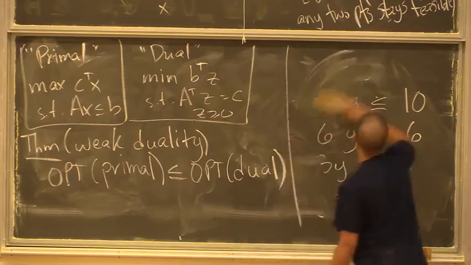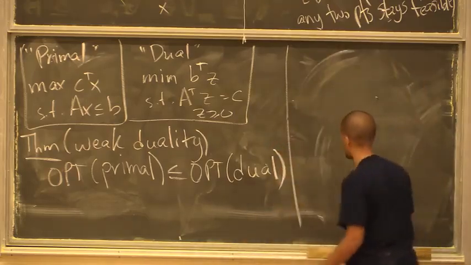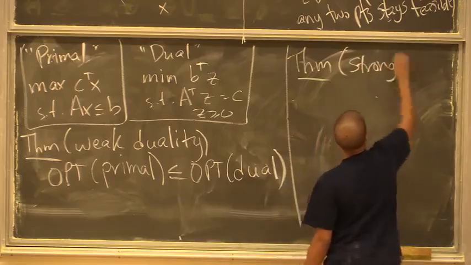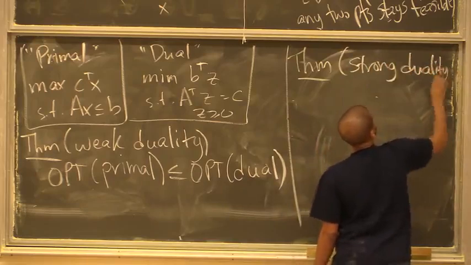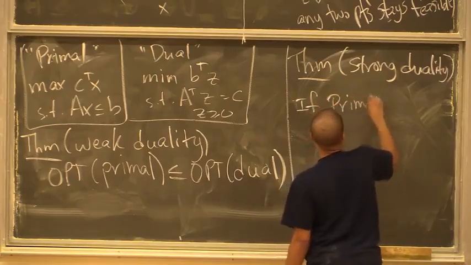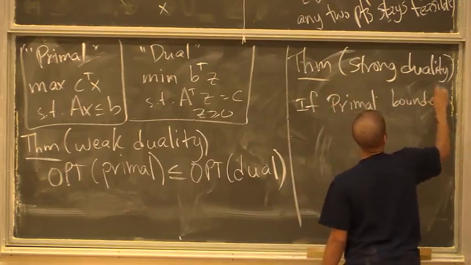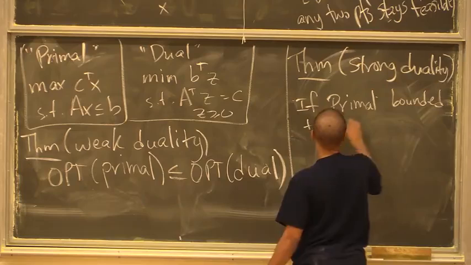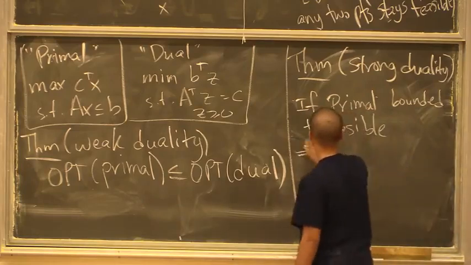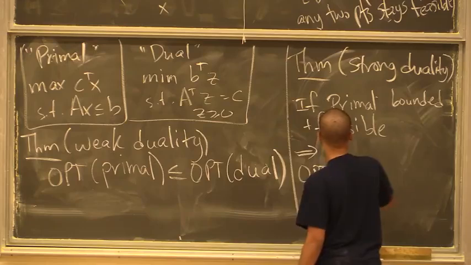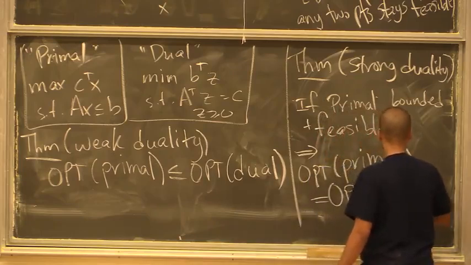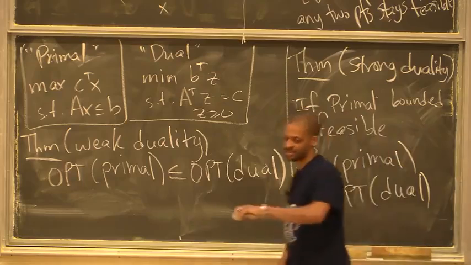And there's something that's even more powerful. That's kind of a triviality. That's by definition. There's something more powerful called strong duality, which says if the primal is bounded and feasible, so its feasible region is non-empty and it's a bounded polygon, it doesn't go off to infinity, a polytope, then actually the opt of the primal is equal to the opt of the dual. Whichever one you optimize, you'll get the same thing.